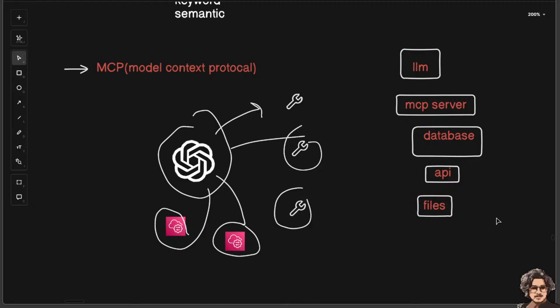So it is one standard interface for tools, where we provide the LLM different tools and systems to communicate with, through a protocol. Next, what is context programming?